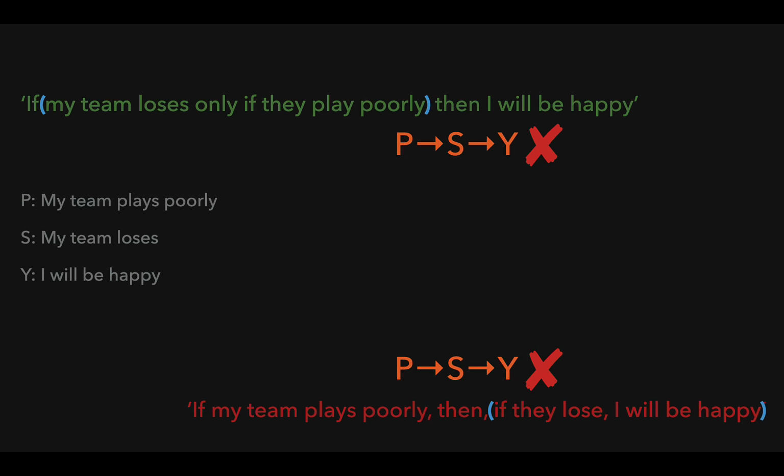the two sentences and say, okay, what's the antecedent? What's the consequent? But when we look at these two sentences, the orange sentences, who knows? What's the antecedent? What's the consequent? Is the antecedent P or is it P arrow S? What's the consequent? Is it just Y or is it S arrow Y? Who knows? There's nothing about the orange that tells us.